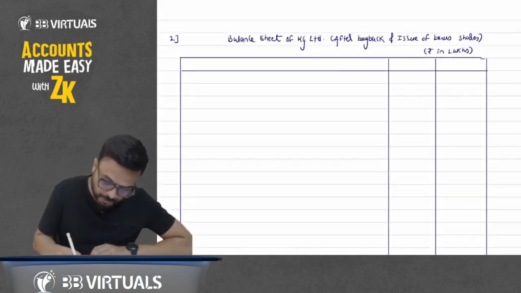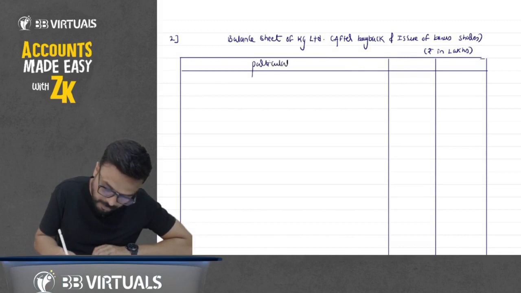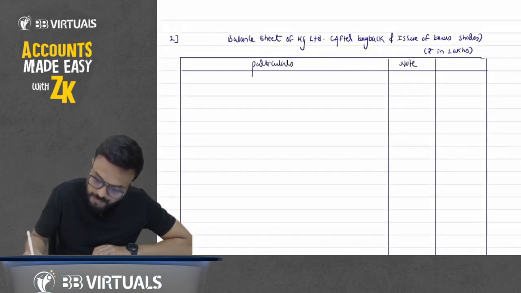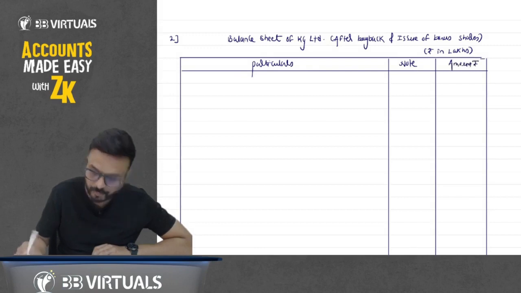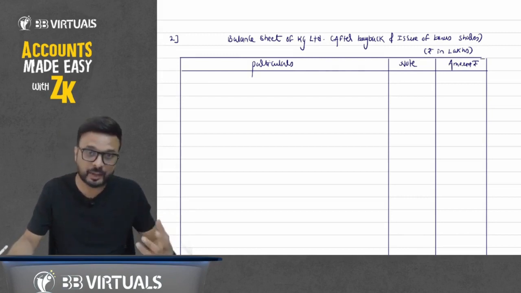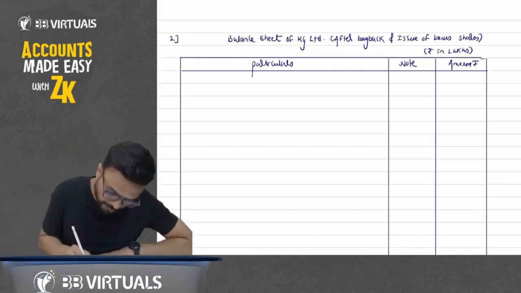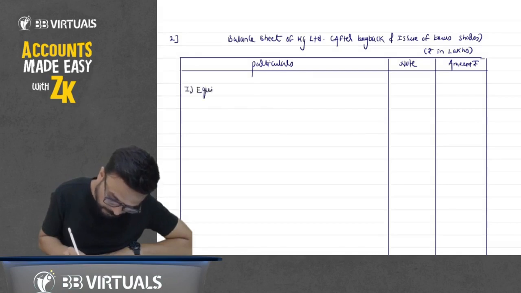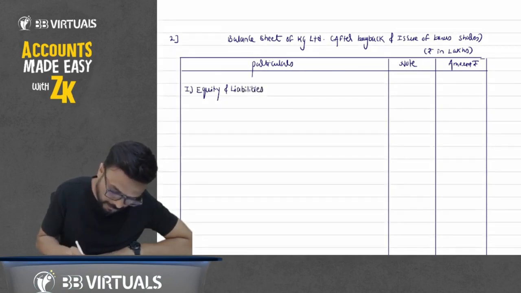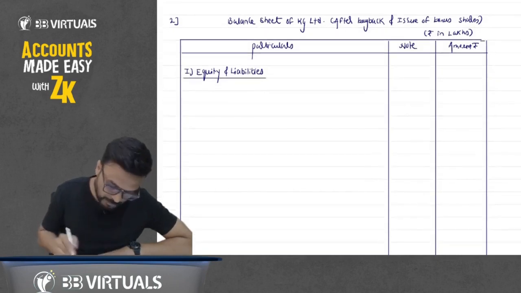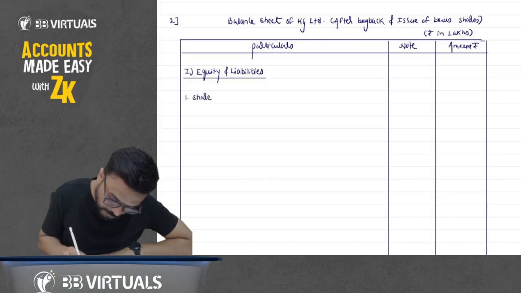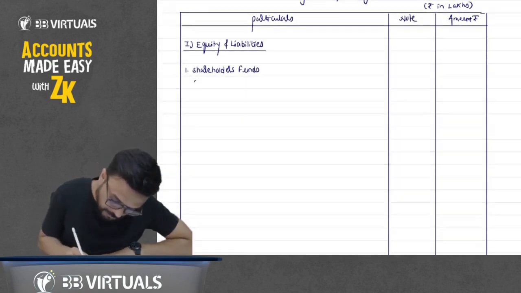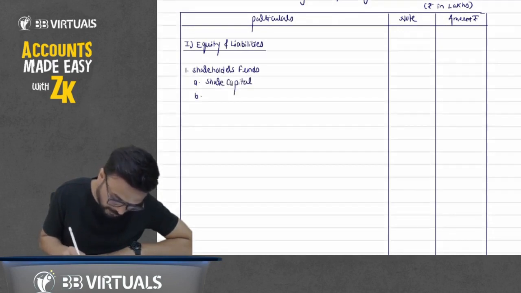Okay. So particulars, note number and amount. What is a note? A note is the detail of that particular item. So one by one, first we will write down here equity and liabilities. Here you will write shareholders' funds. Second, share capital. Second, reserve and surplus.